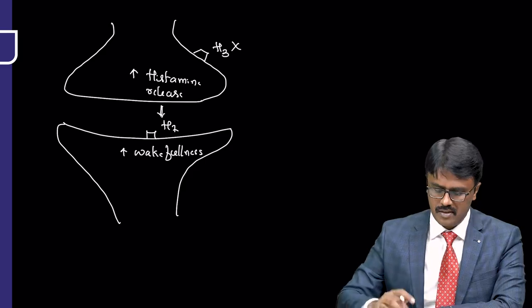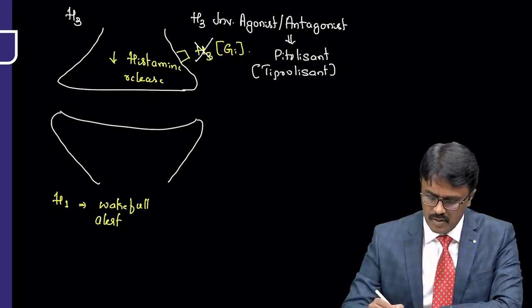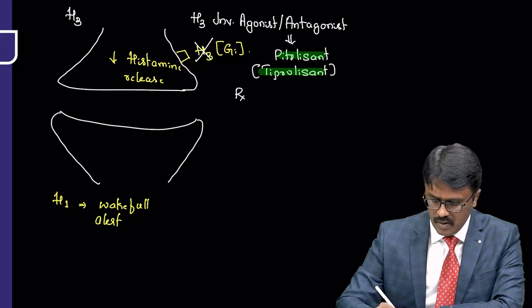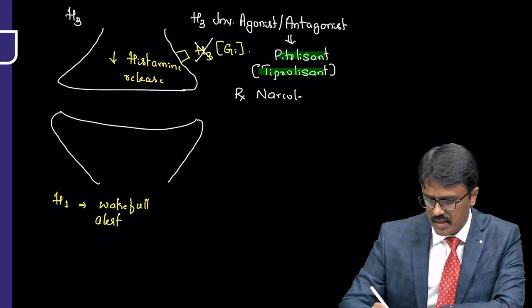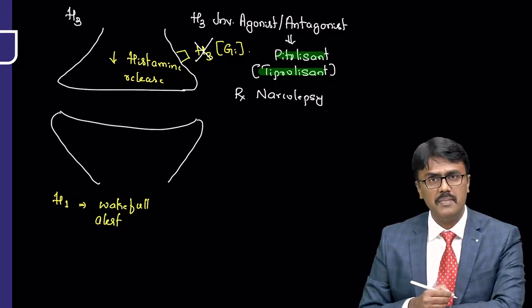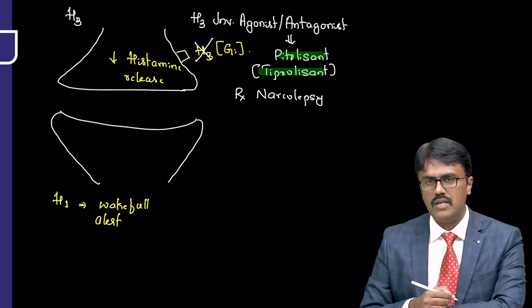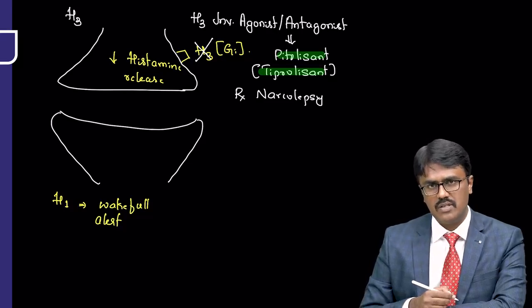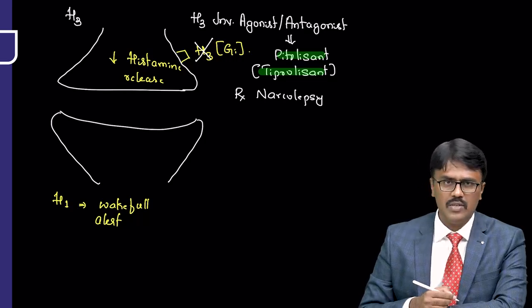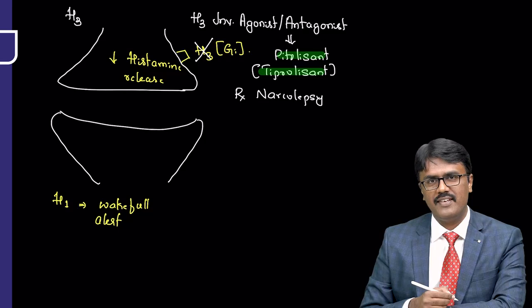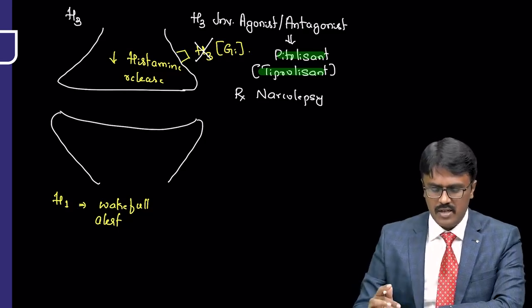So the use of this drug, pitolisant or tiprolisant: where do you want the person to be awake? There is a condition called narcolepsy. You know what narcolepsy is? It's daytime sleepiness, so the patient will be asleep in the daytime also. For that patient, we use this drug, pitolisant or tiprolisant. What is the mechanism of action? It's an H3 antagonist or inverse agonist. Now, can we guess the other drug which can be used for narcolepsy? We discussed it in the sympathetic system, and that is modafinil. So we have covered two drugs, betahistine and pitolisant.